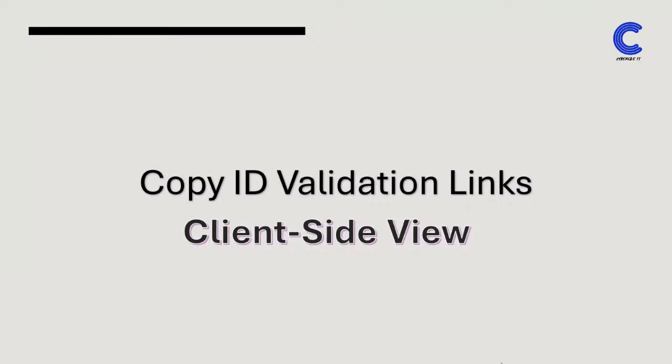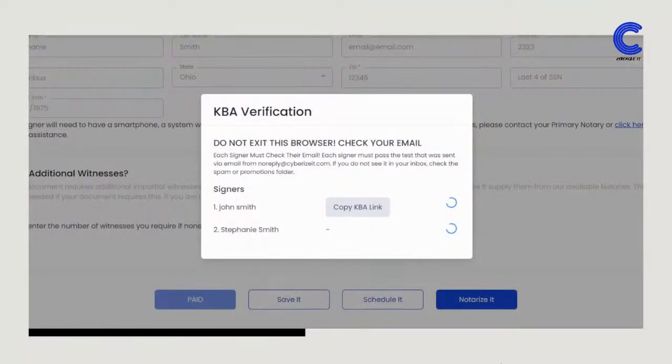Another new feature is the ID validation links. And first, we're going to look at what this is on the client facing, and then we'll look and see what it looks like on the notary side. So when a client hits new notarization, uploads everything, hits paid, and then hits notarize it, they are now going to see a copy KBA link on their screen.